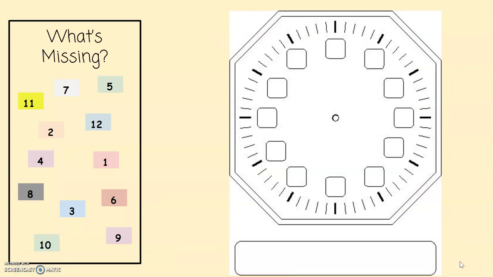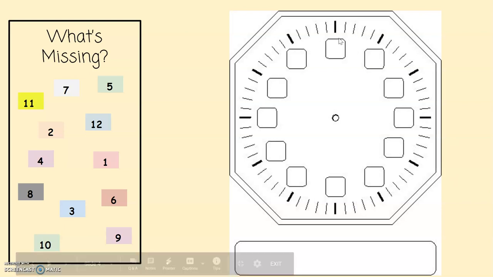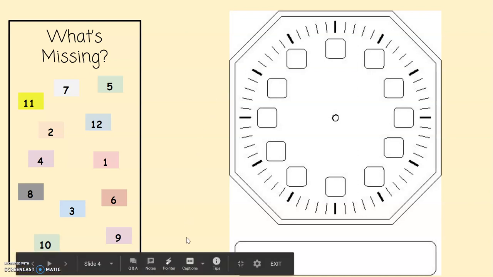Here is a clock, and I want you to notice it has all the little lines all the way across. In fact, if you want, you can pause and count all those up right now if you want to. But our job right now is to say, well, what's missing from this clock? And where do I start?